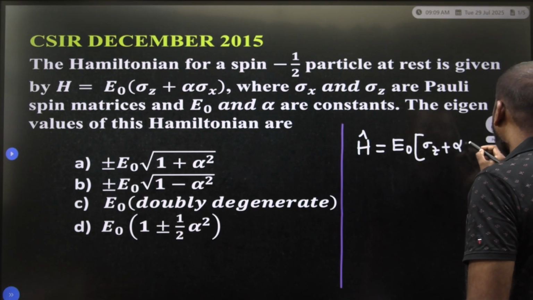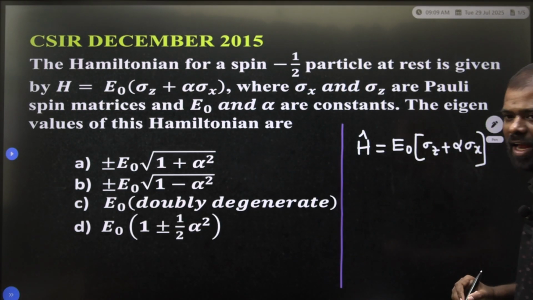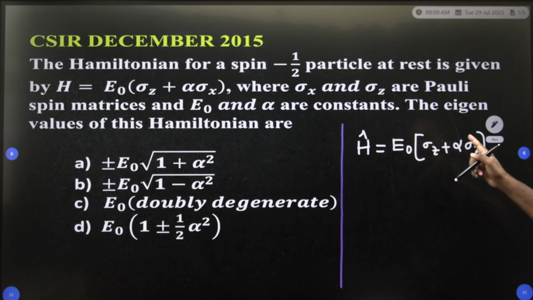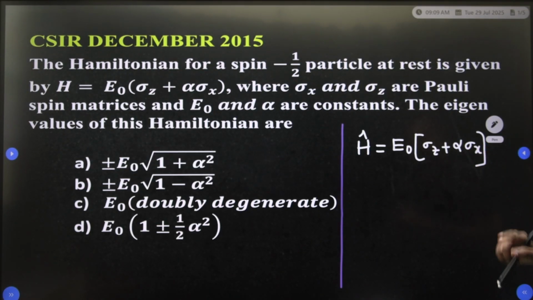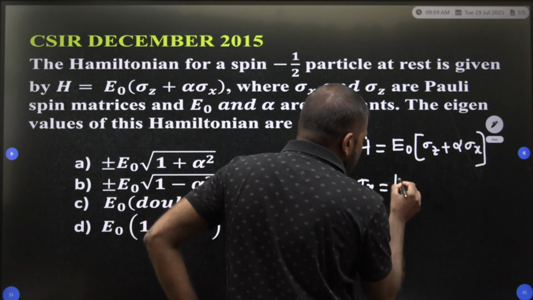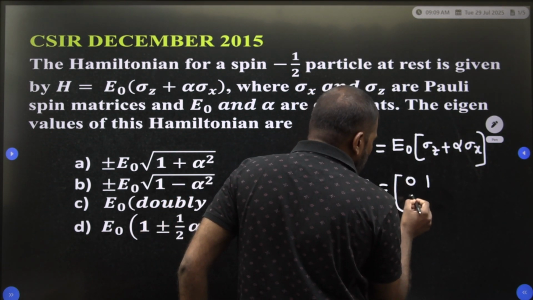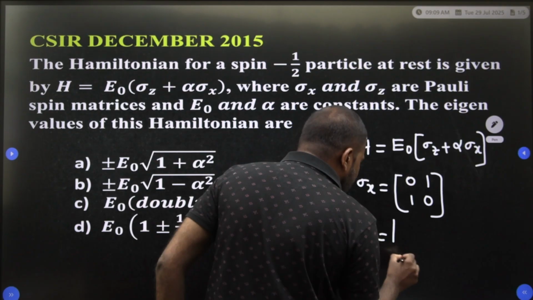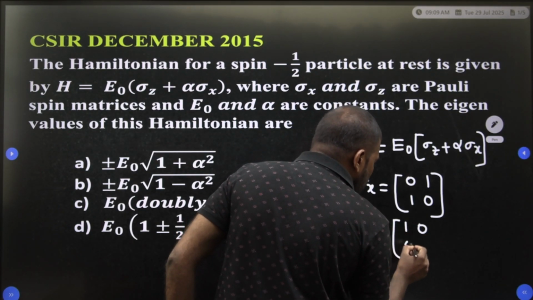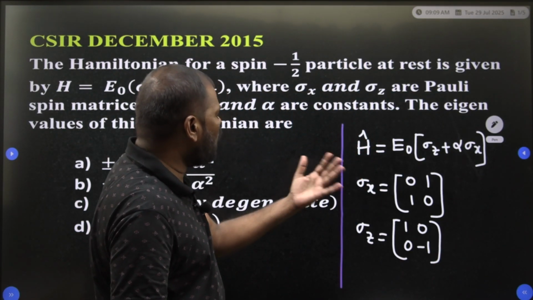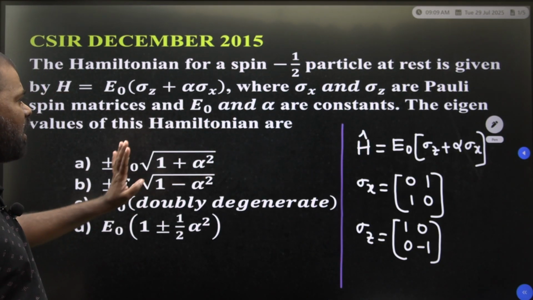So this is the Hamiltonian: H cap is equal to E0 sigma z plus alpha sigma x, where sigma x and sigma z are Pauli spin matrices. The sigma x matrix is 0 1 1 0, the Pauli spin matrix. Sigma z is 1 0 0 minus 1. E0 and alpha are constants.